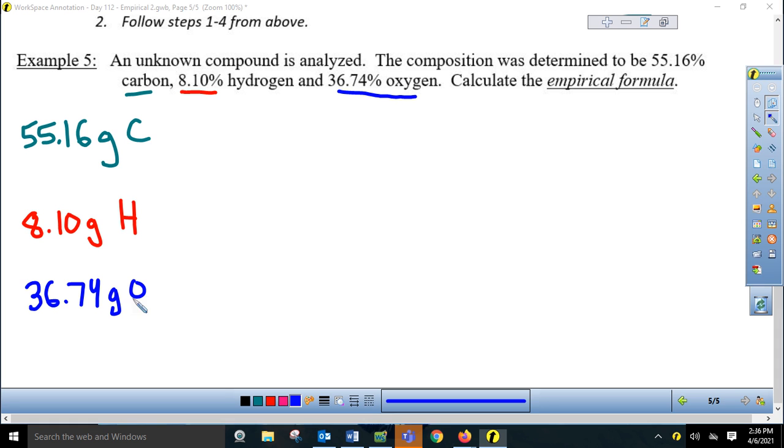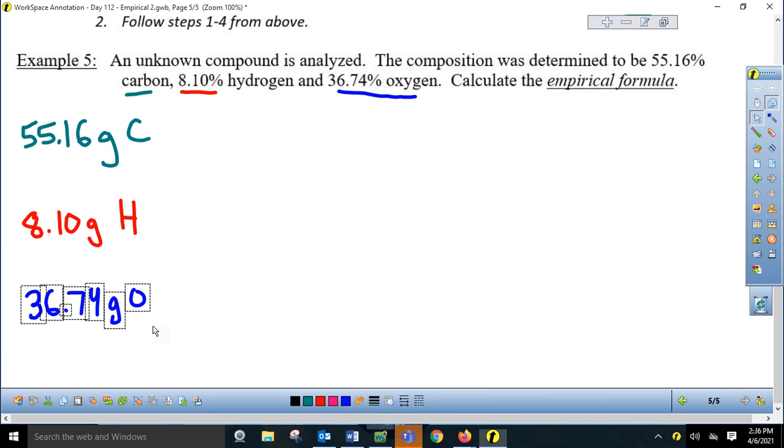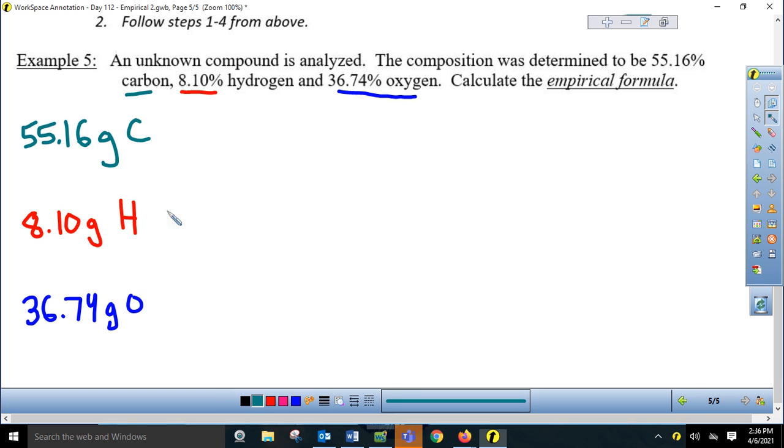Next step, and let me space this out a little bit here so it doesn't get all scrunched. Alright, so we're going to divide each by the molar mass. Alright, so I'm going to put these over 1.